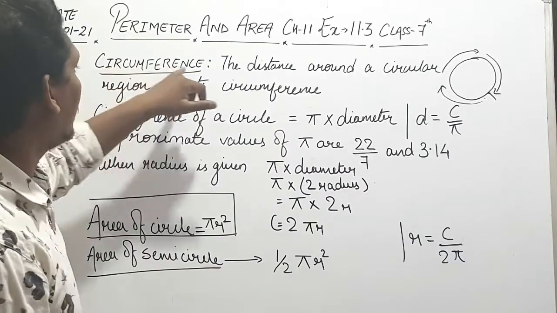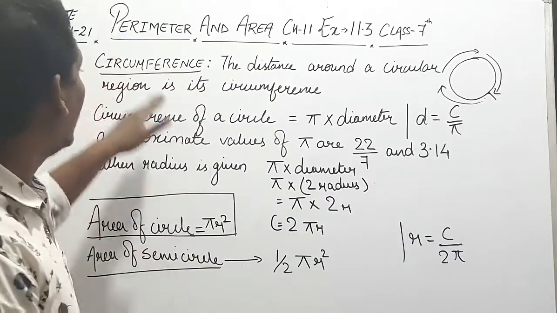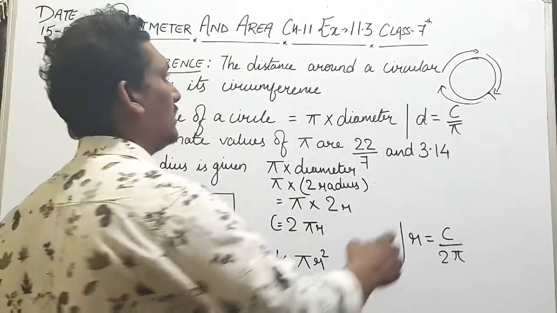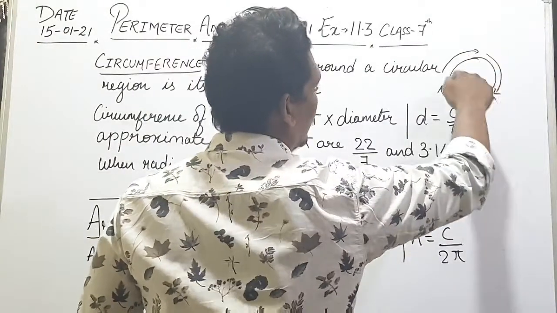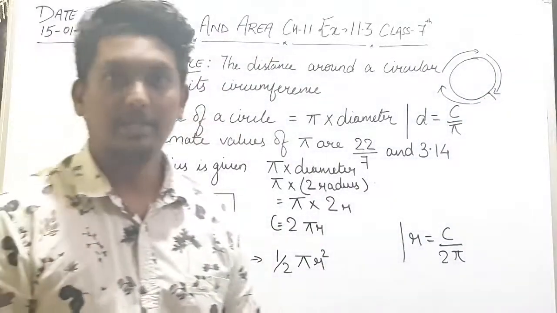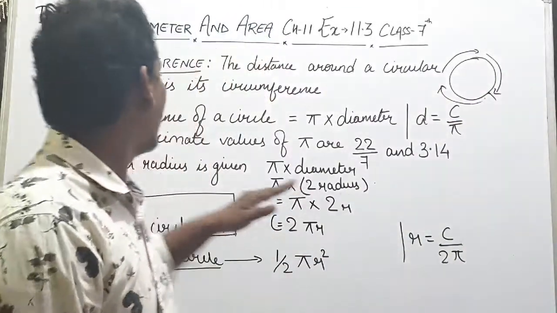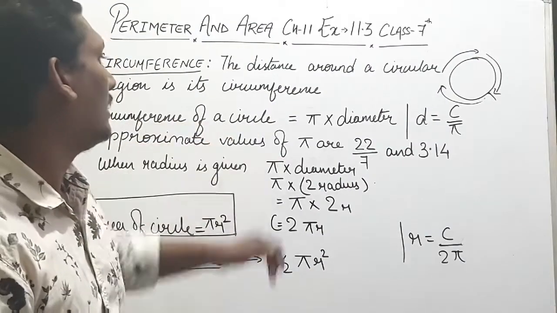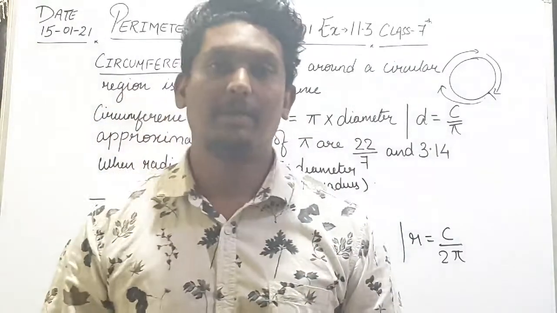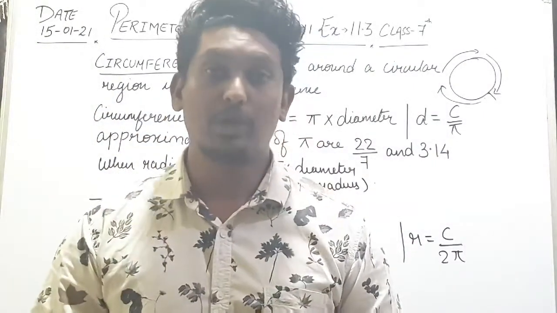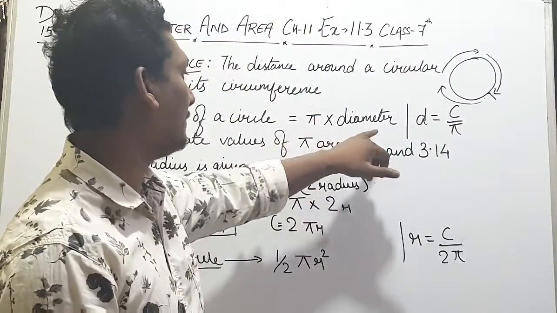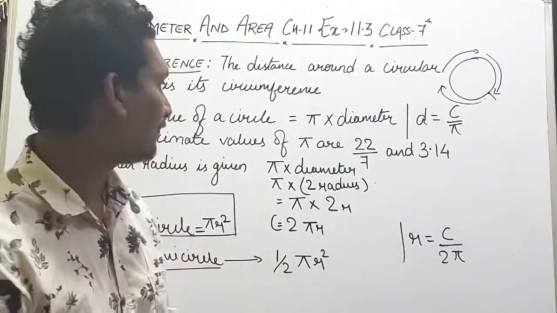First, I want to tell you the definition. The distance around a circular region is its circumference. Suppose this is the circle and this line is the circular region. The total distance around this circle is the circumference. So for the circumference of a circle, when the diameter is given to you, in questions where you have to find the circumference, we use the formula pi d, pi into d.